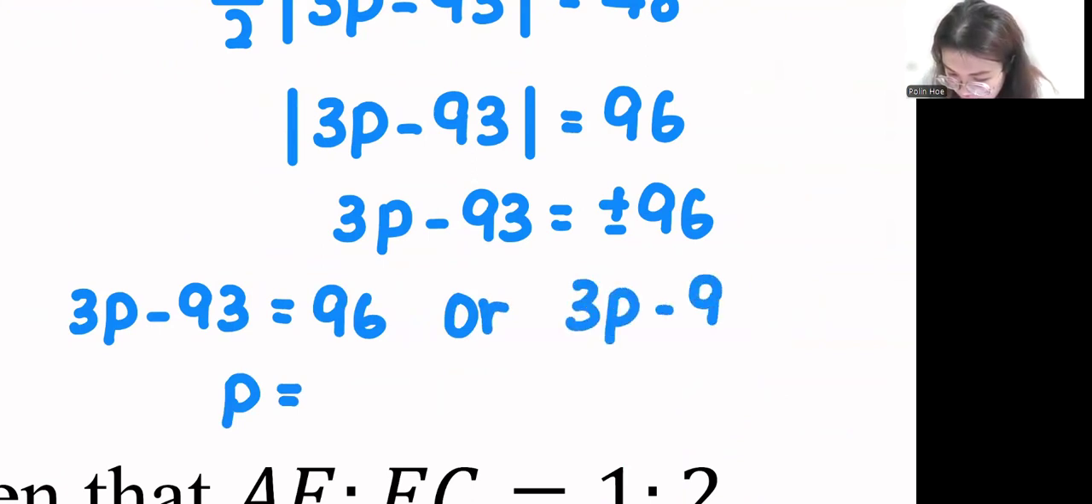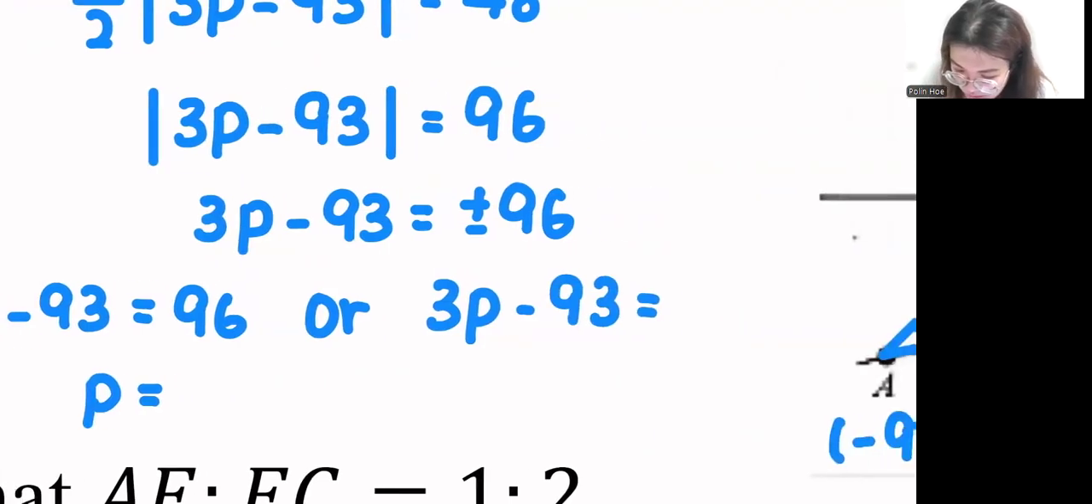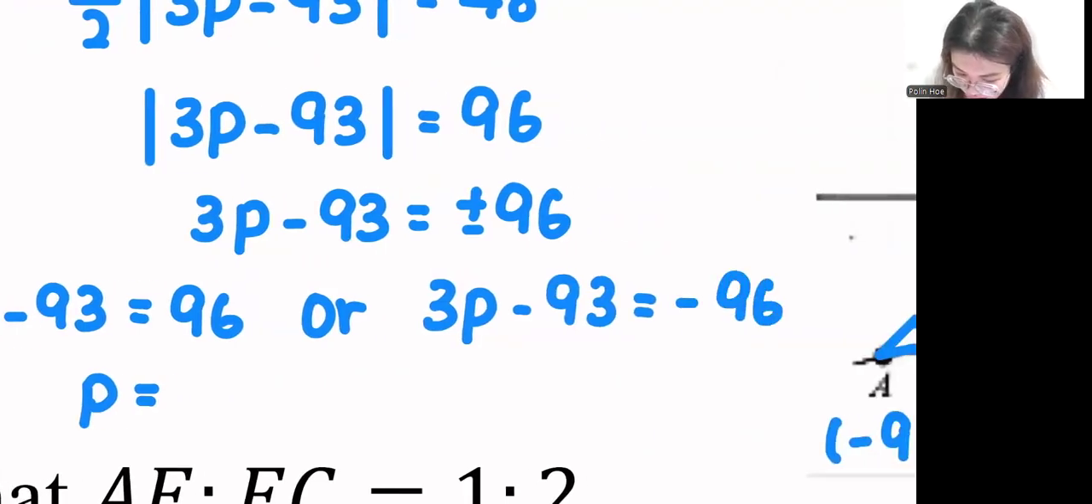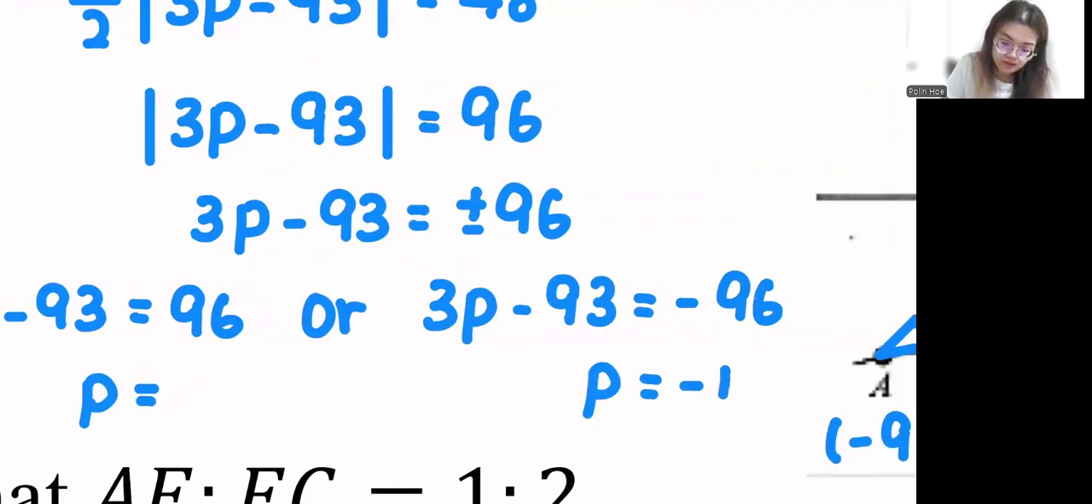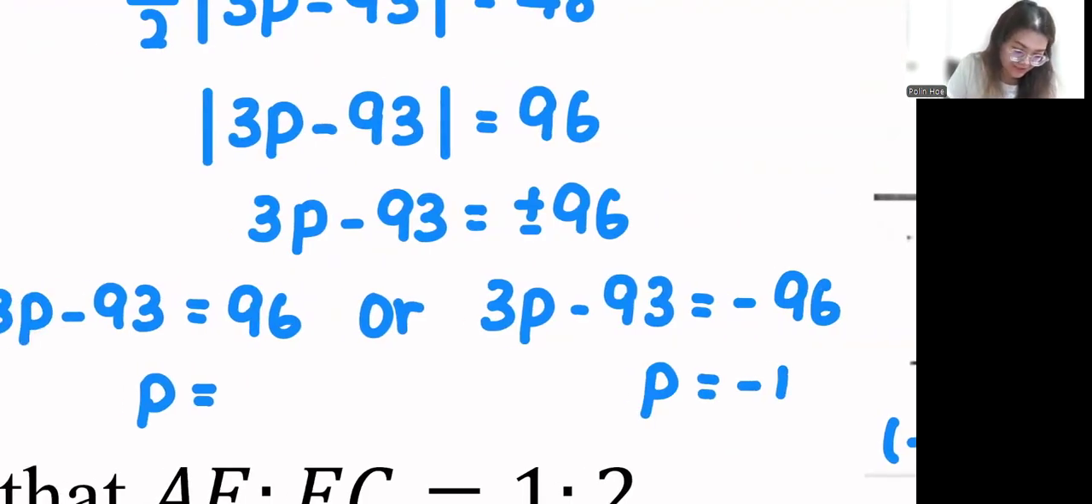3p minus 93 equals to negative 96. P is equals to negative 1. This one I can calculate, but another one cannot. My brain is not good.